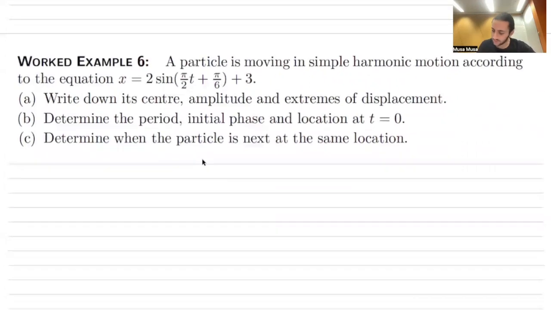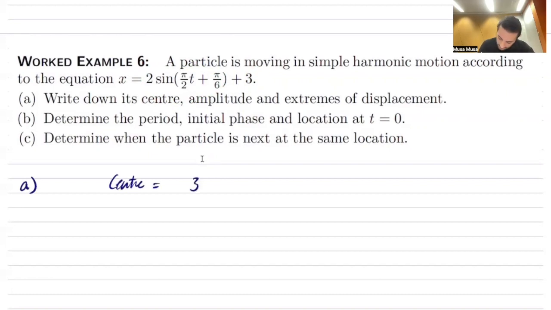It says a particle is moving in simple harmonic motion according to the equation, whatever this is. Write down its center, amplitude, and extremes of displacement. I think it's quite easy. This trig function here is the thing that helps it oscillate, but that 3 is telling us where the center is. So part A, the center equals 3.